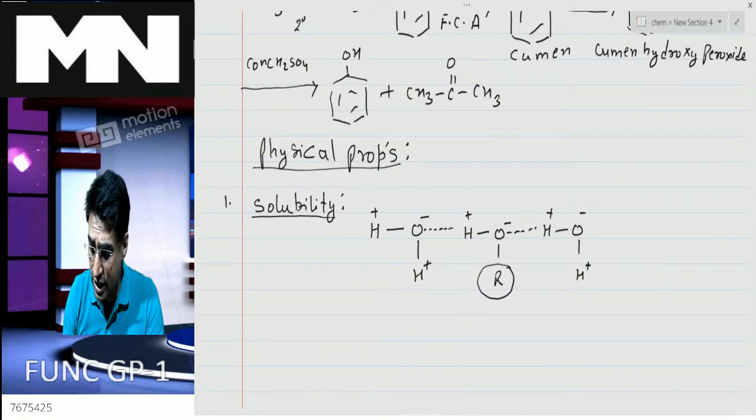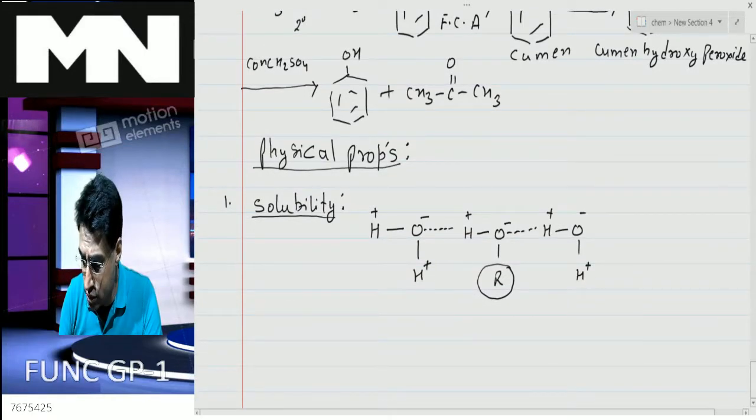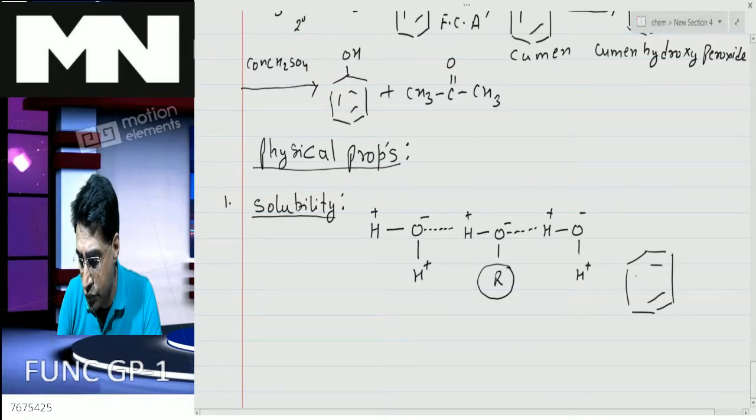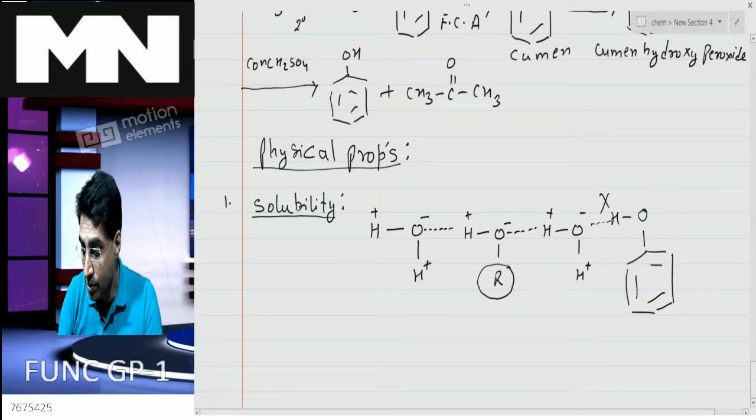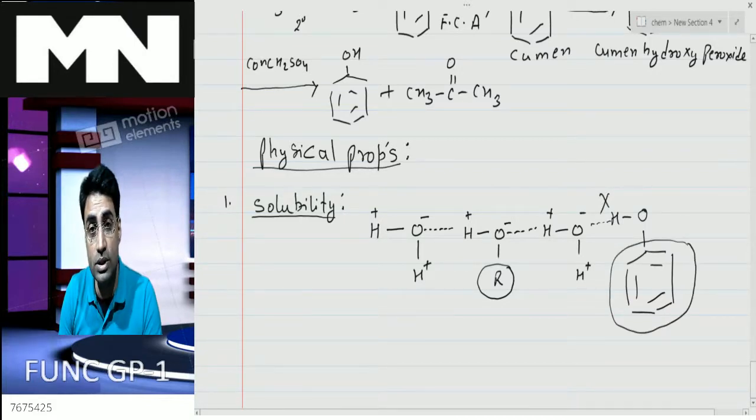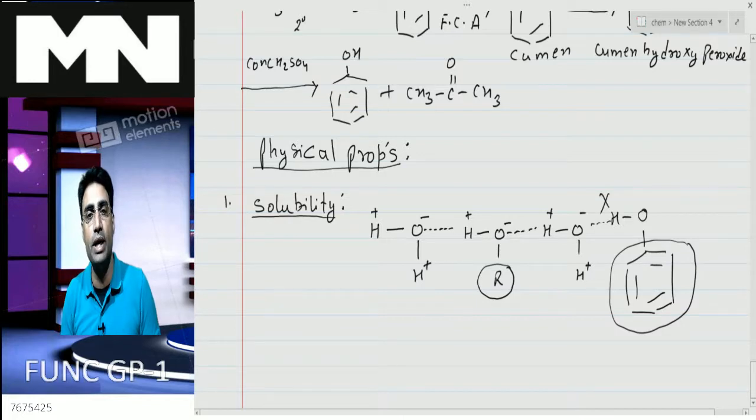In this case, if we talk about the solubility of phenols, suppose I am talking about the solubility of phenol, I can say that phenol is like this. If I ask whether it can form a hydrogen bond with water or not, that is not possible because it has got a very large hydrophobic part. So in alcohol and phenol, we can say that they have two different types of parts, that is hydrophobic and hydrophilic.